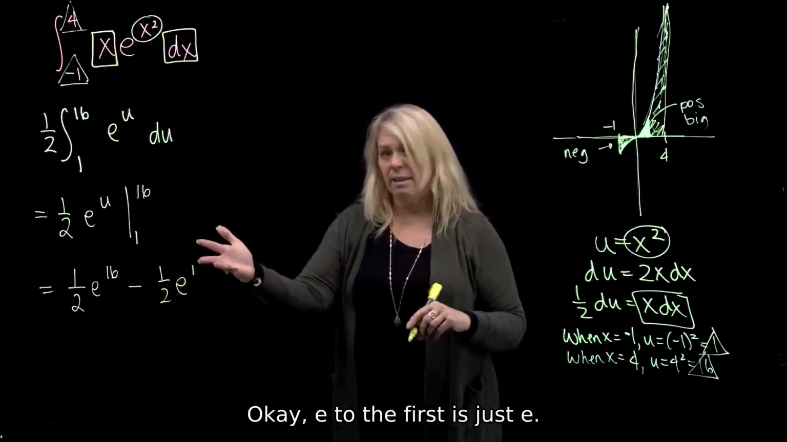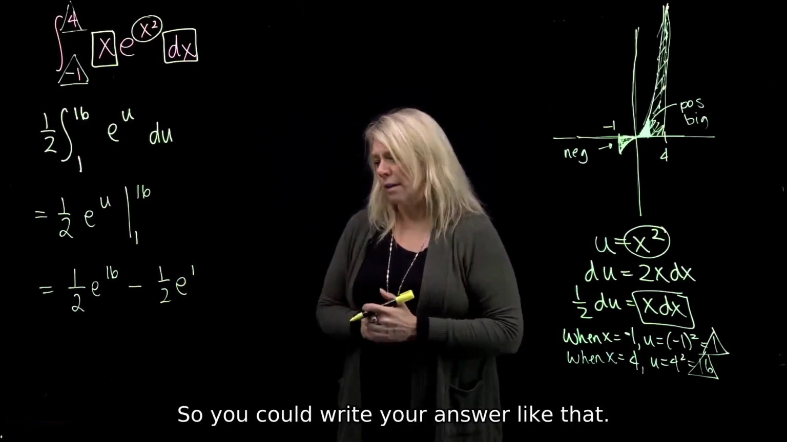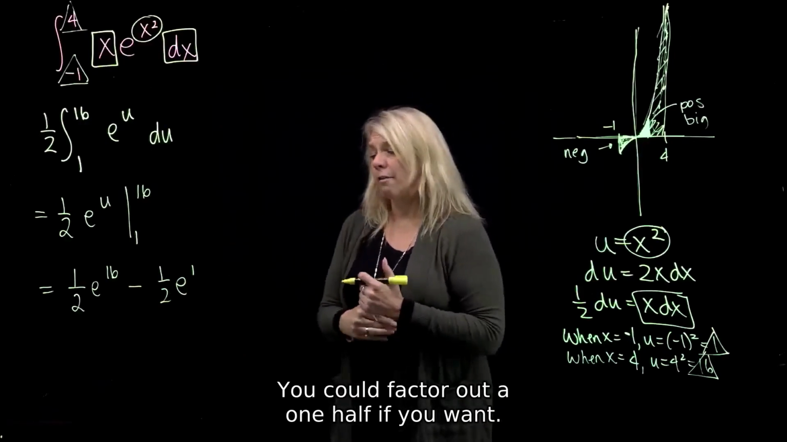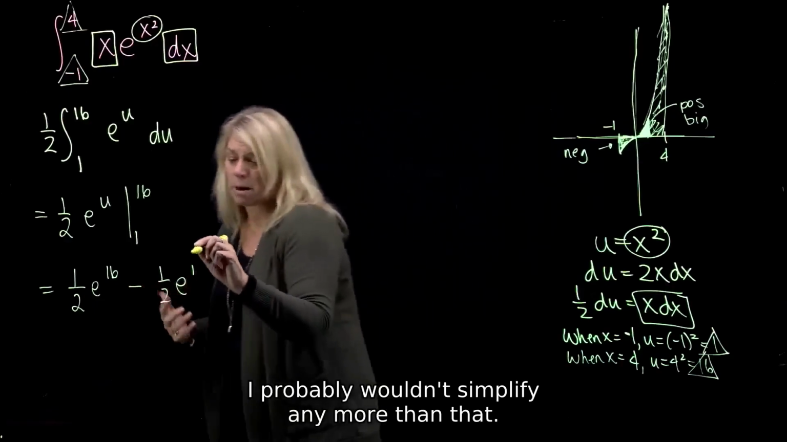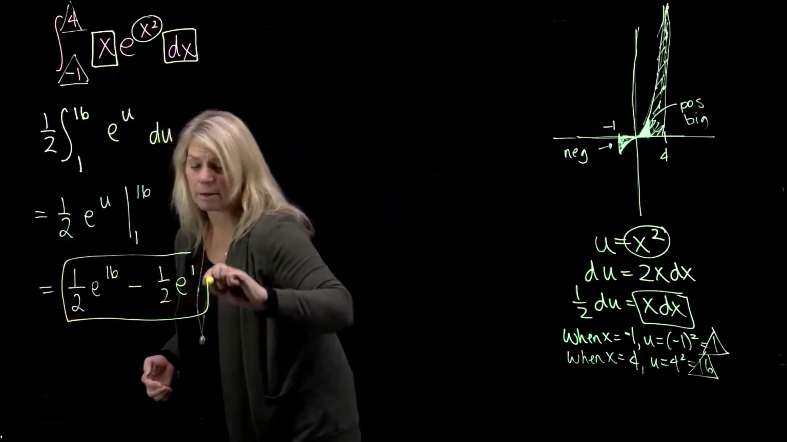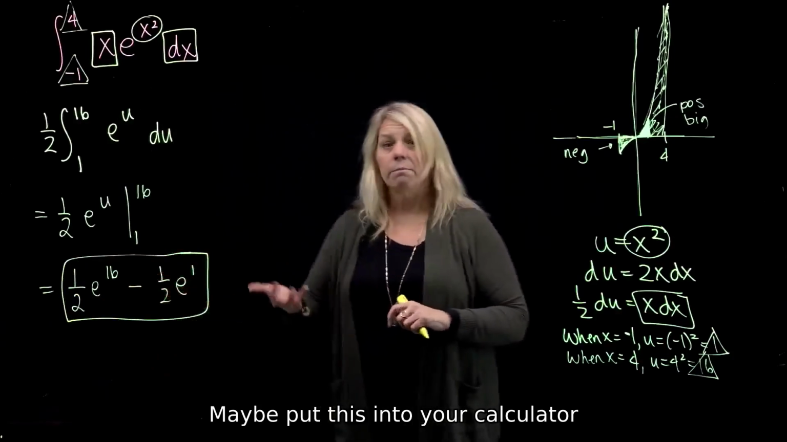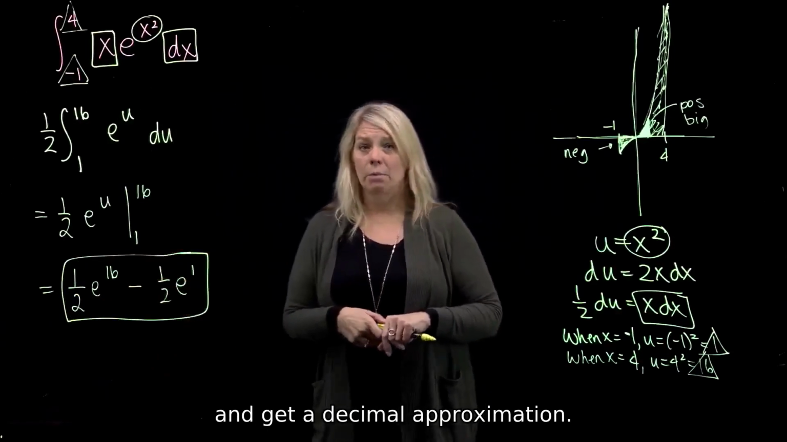Okay, e to the first is just e, so you could write your answer like that. You could factor out a 1/2 if you want. Beyond that, I don't know. I probably wouldn't simplify any more than that, so do this. Maybe put this into your calculator and get a decimal approximation.